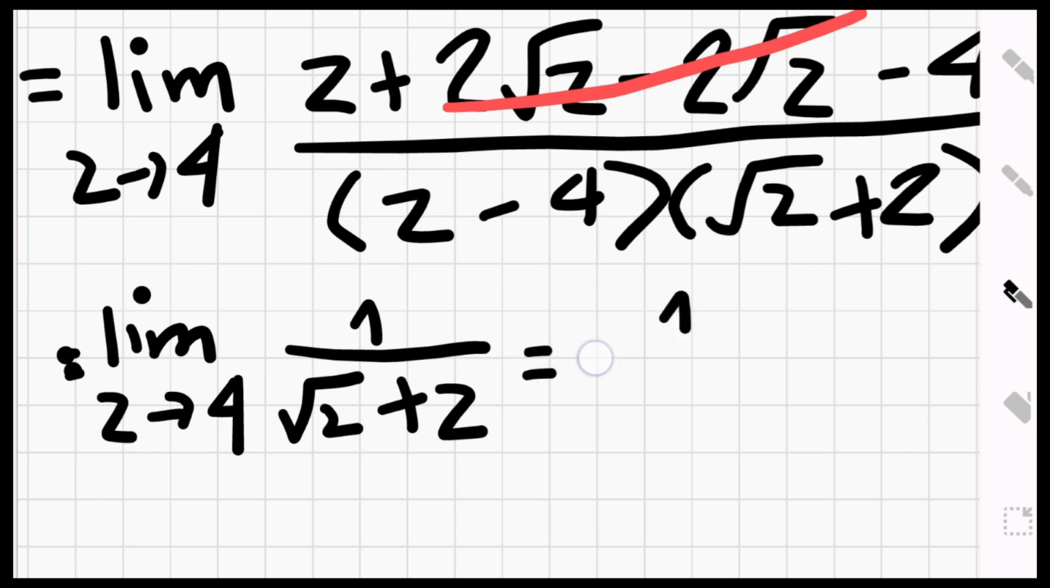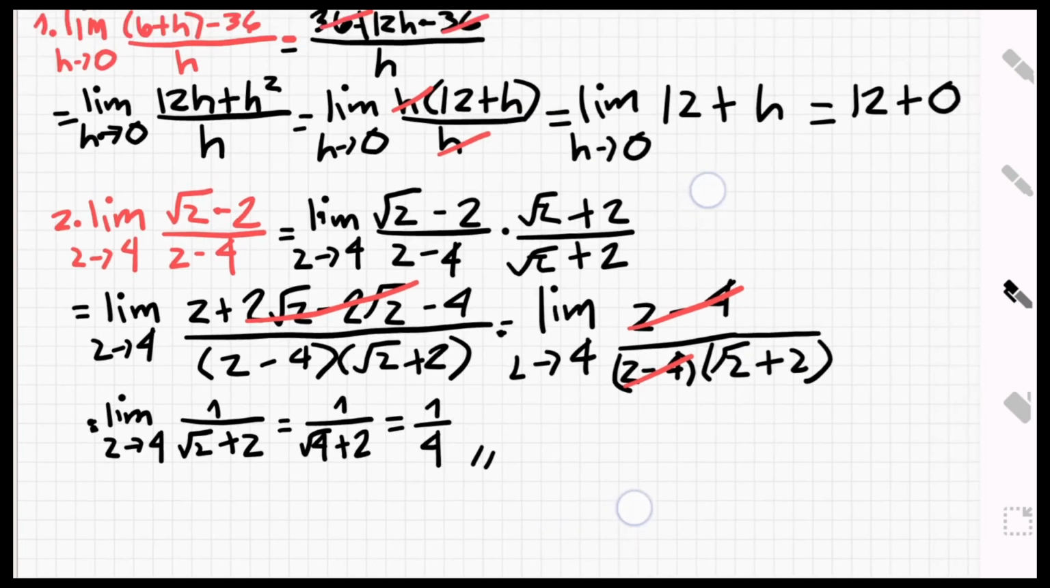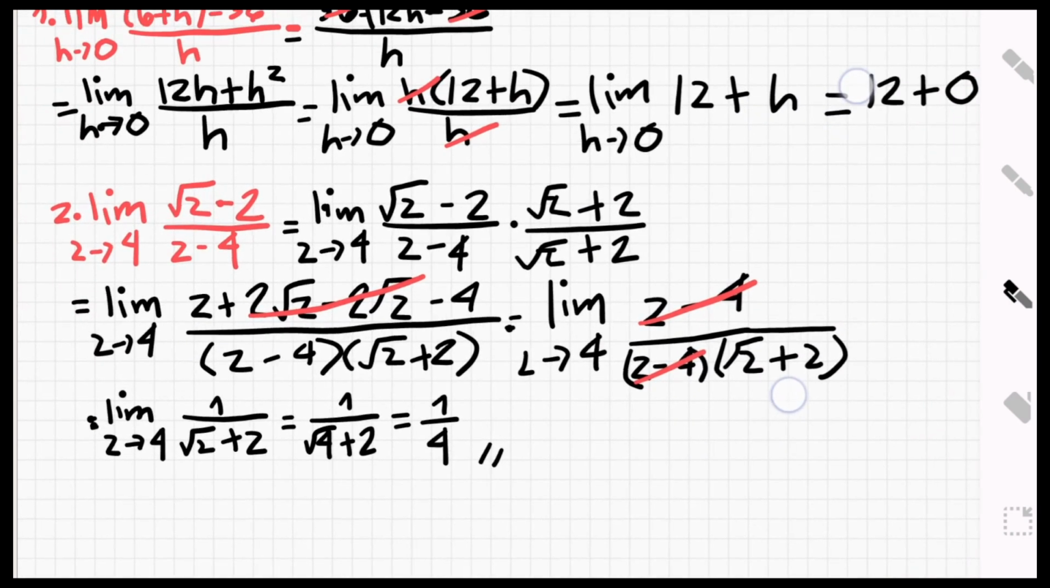And now we will be plugging in the value of z, which is 4. So square root of 4 plus 2. 1 over square root of 4 plus 2. Square root of 4 is 2. 2 plus 2 is 4. So this is the answer.